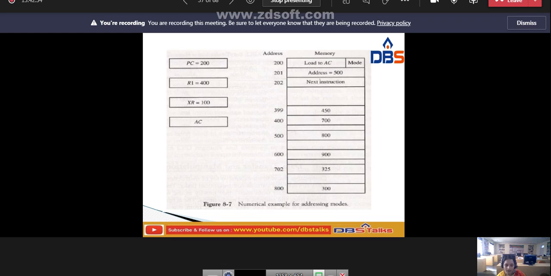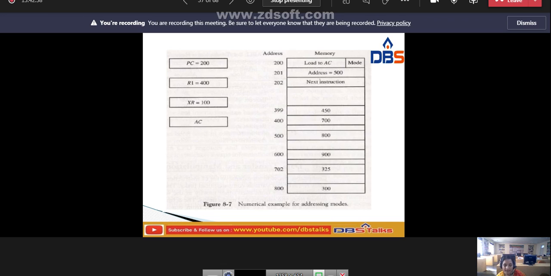After fetching the instruction, the content of the processor register R1 is 400, and the content of the index register XR is 100. The accumulator receives the operand after the instruction is executed.